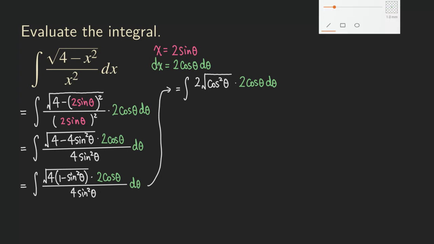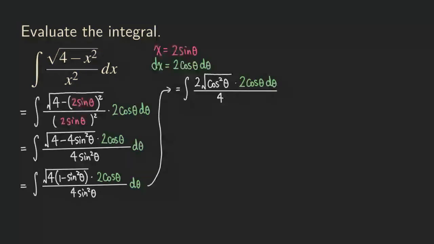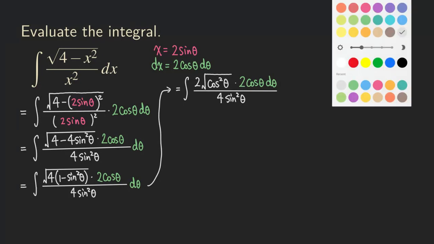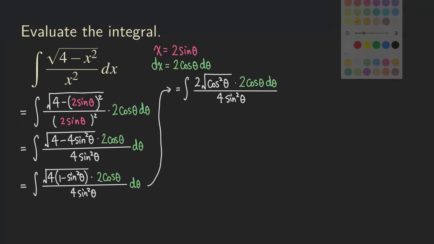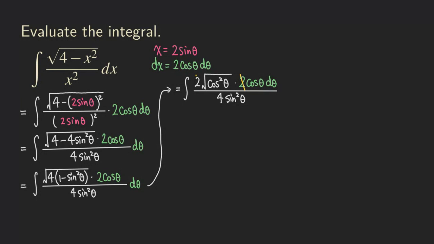And then in the denominator, we are going to get what? We are going to get all that same stuff down there. So we are not changing it yet, right? So it's 4 sine square theta. So now we can start simplifying the integral. So when we simplify, we can see that we can cancel the 2, and then this 2 with a 4. So all those numbers are gone.